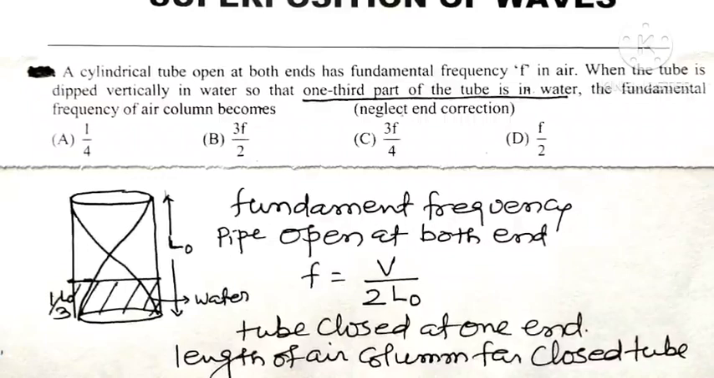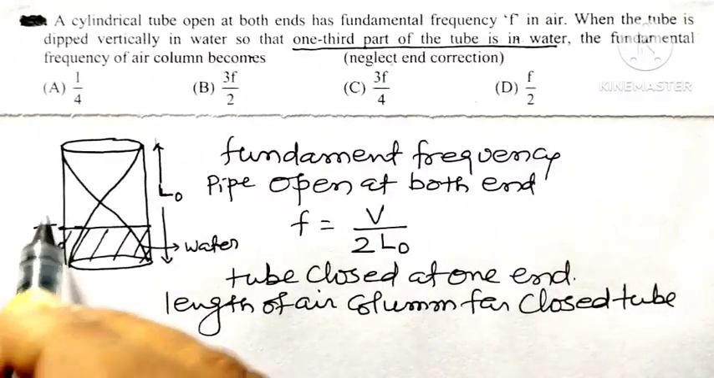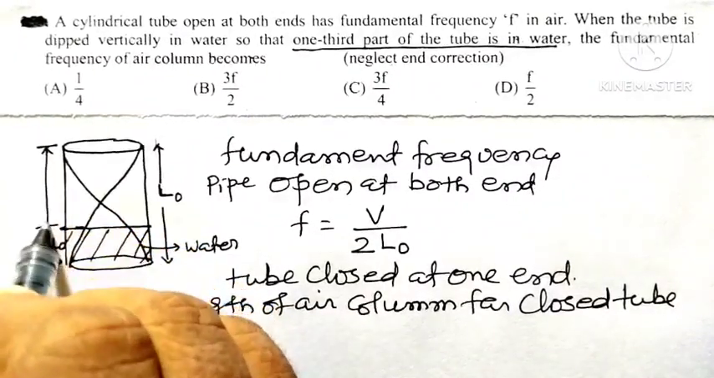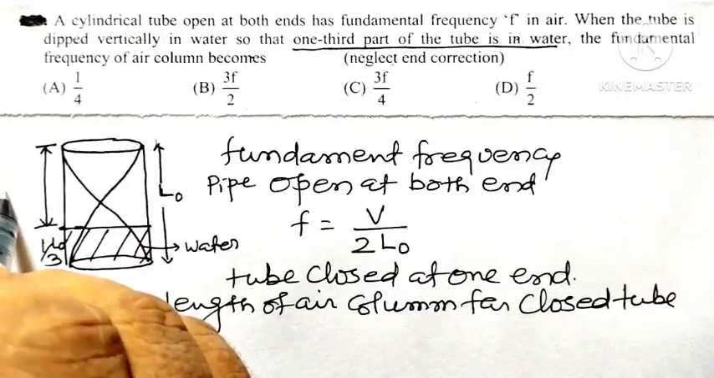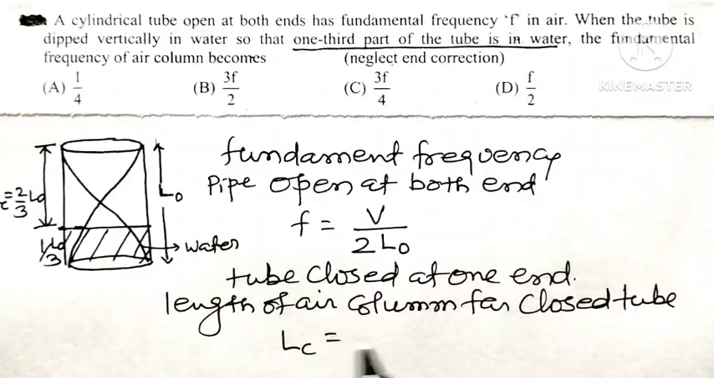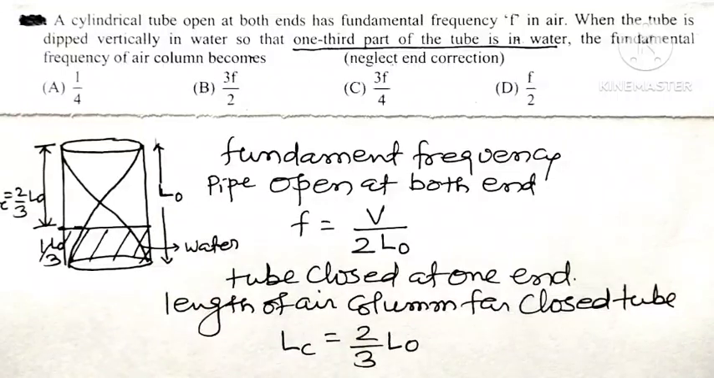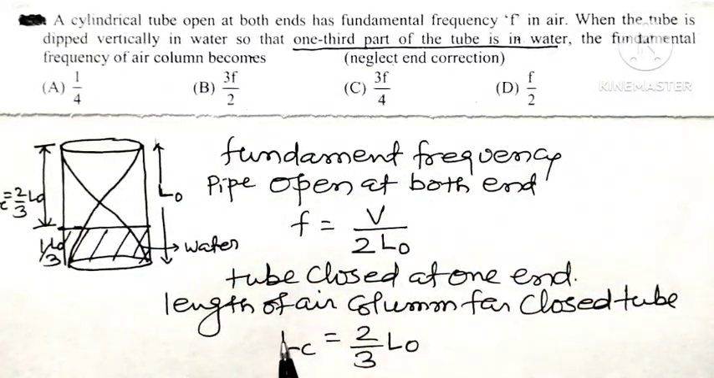See here, the total length of the tube is L0. Out of L0, 1/3 part is deep in water. What is the length of air column left for the closed tube? It is 2/3 of L0. So LC is equal to 2/3 of L0, because 1/3 of L0 is deep in water. So 1/3 of L0 plus 2/3 of L0 is equal to L0.